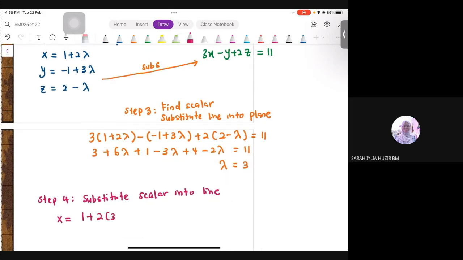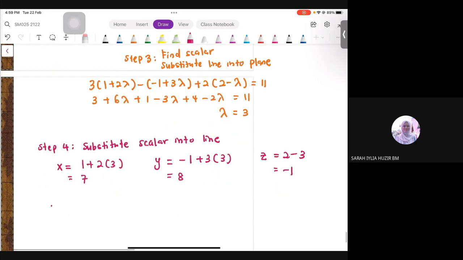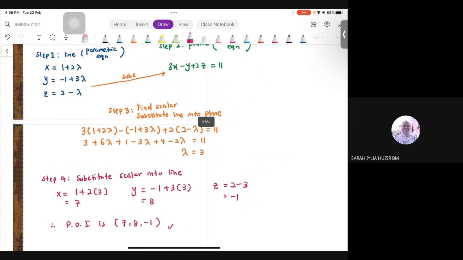plus 2 times 3, that would be 7. Y equation, the second one, we have negative 1 plus 3 times 3, and that would be 8. And the last one for Z, we have 2 minus 3, that would be negative 1. So from here, we may make a conclusion that the point of intersection is basically in the form of coordinate. Remember, 7, 8, and negative 1. And that's how we find the point of intersection between line and plane.